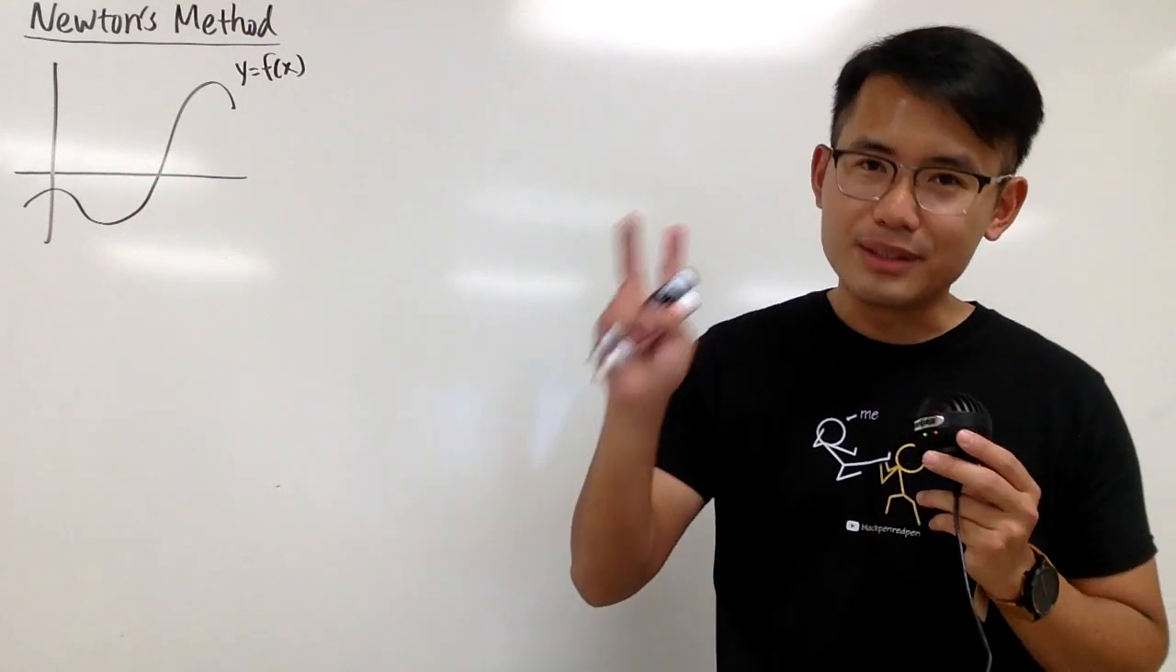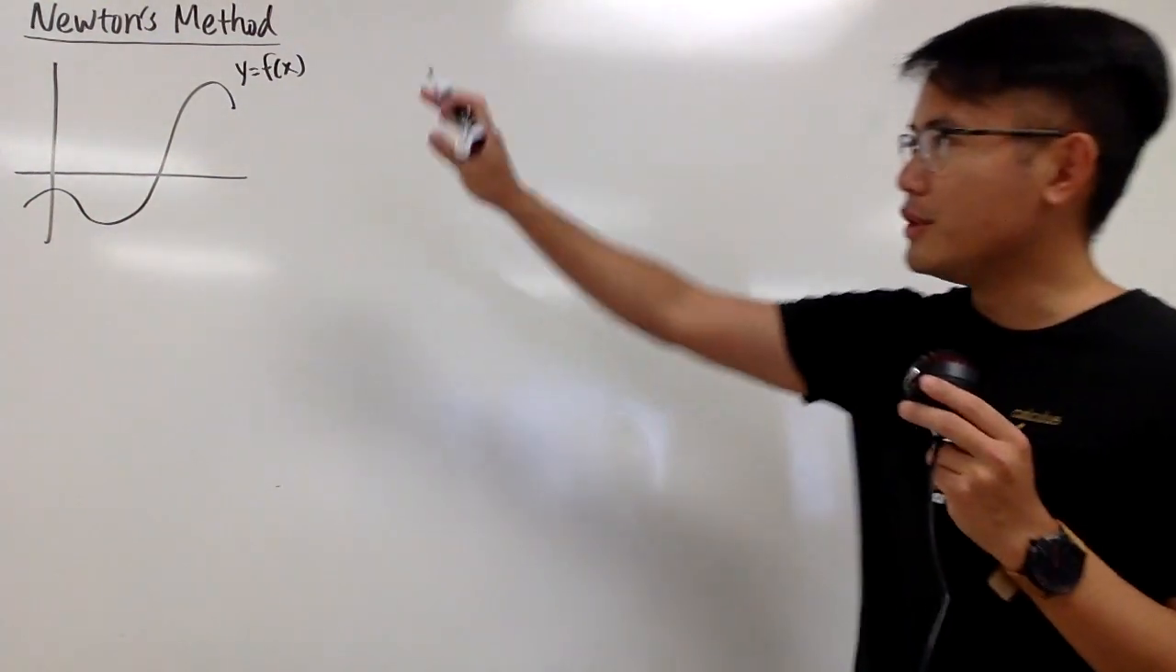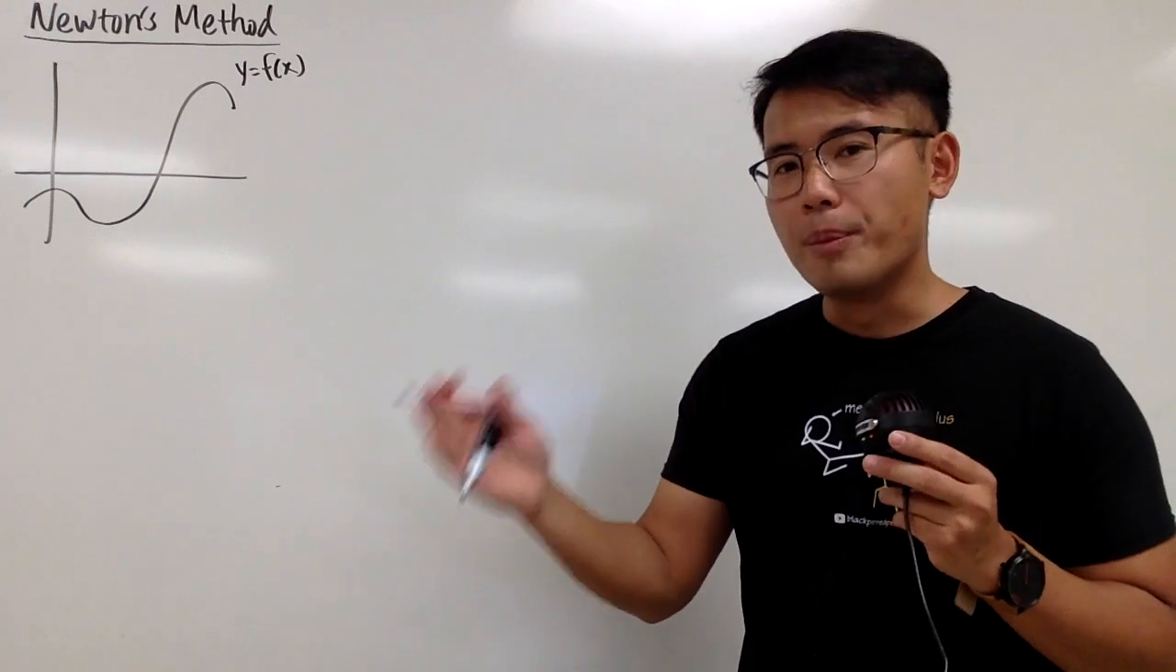Okay, in this video, I will show you guys two really cool things. The first thing is called Newton's method, and the second thing is called the omega constant.